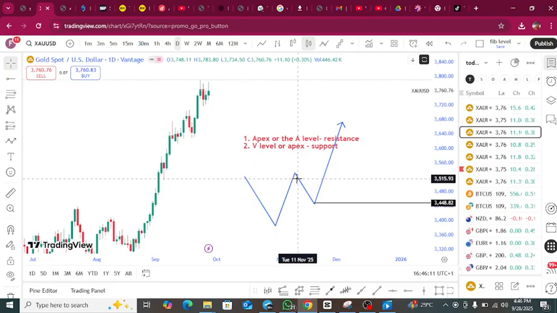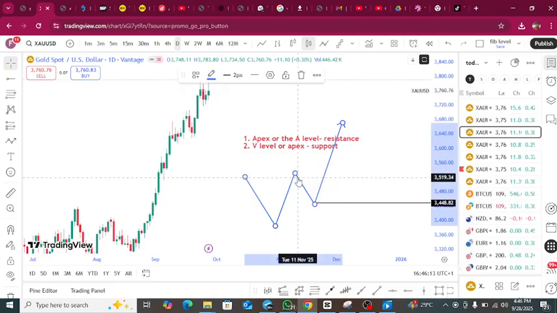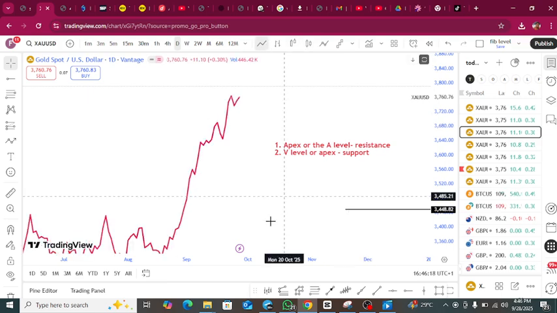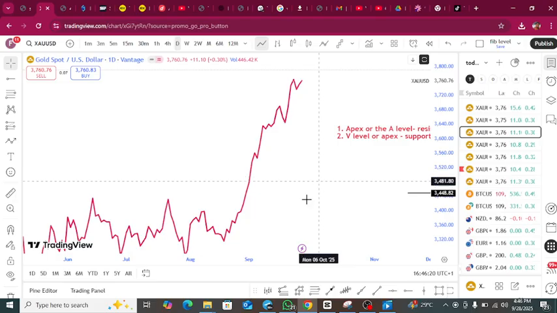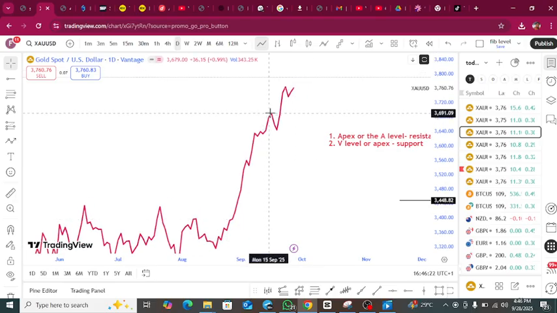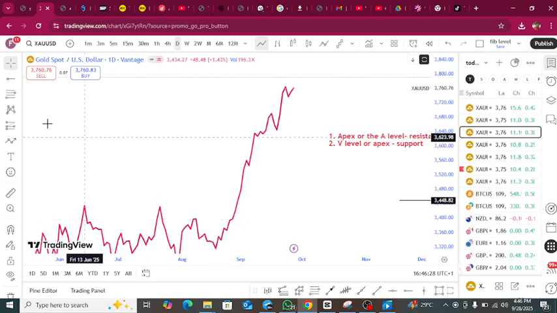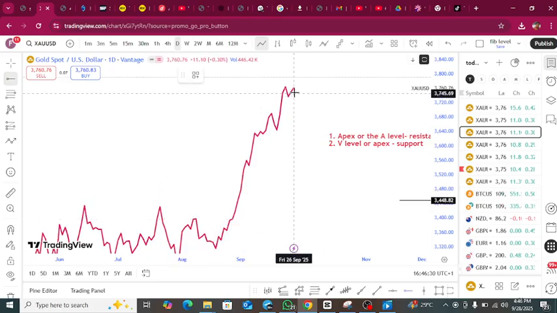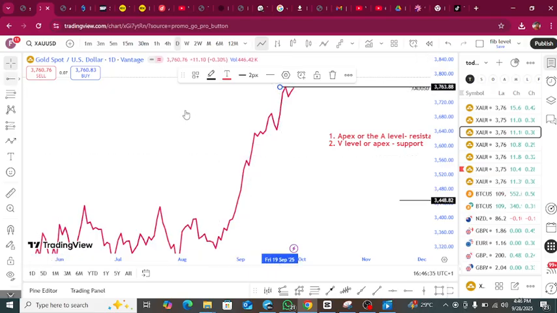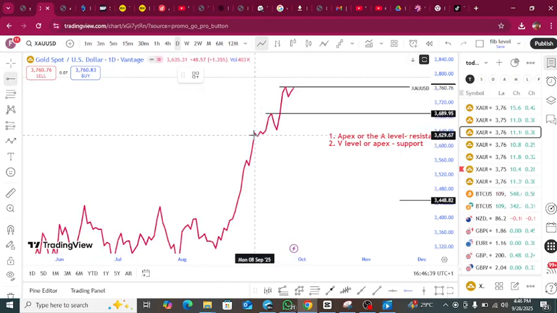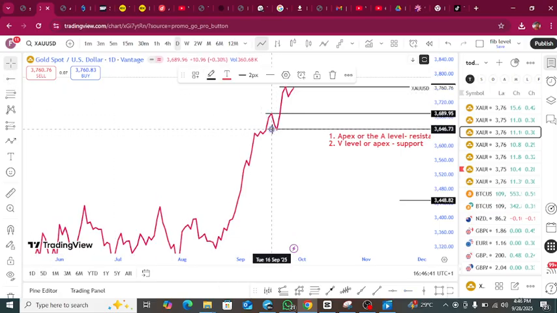Now, how do you identify these levels on the charts? This is what you do. The first thing you need to do is go to a line chart. Once you switch your chart to a line chart, you can clearly see the A and the V's. So you mark your A as the apex, you mark your V as the support.